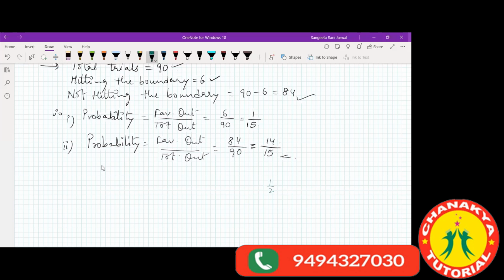Then the number of favorable cases to the event will be what? See, in the denominator, your total outcomes are 100. 100 cards are there. Their probability is given to be 1 by 2. See, how many are your favorable events? That will be half of 100, which is equal to 50.